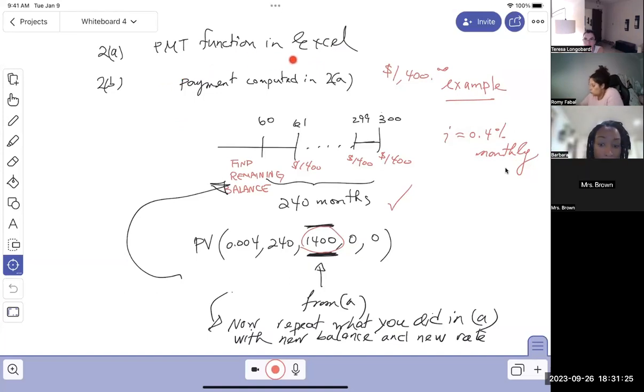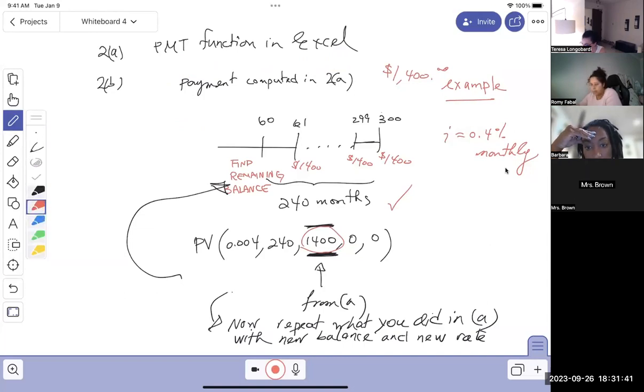Sorry, I thought I was projecting. So the payment function in Excel in part A is used to find out what the payment is. And then here you put in 0 for the future value because it's either present value or future value. In this one, you know the present value of the mortgage is $200,000, right?